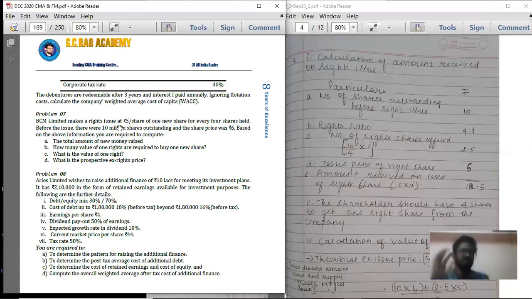That is simple. A company is making a right issue. They are issuing 1 share for every 4 shares at 5 rupees per share, and total outstanding shares are 10 million. The outstanding price per share is 6 rupees per share. Using this, calculate all 4 things. So now come to the solution.